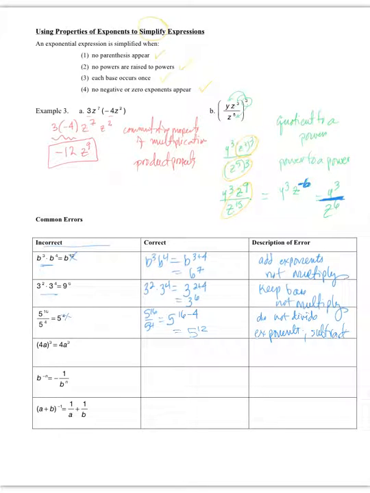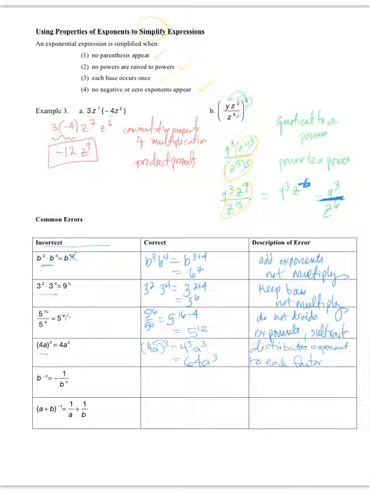In the next example, hopefully you recognize that this is a product to a power. The product to a power rule tells us to distribute the exponent to each base factor in the product. So this should be 64a cubed. What happened here? They forgot to distribute the 3 to the base factor 4. So we need to distribute the exponent to each factor in the product.